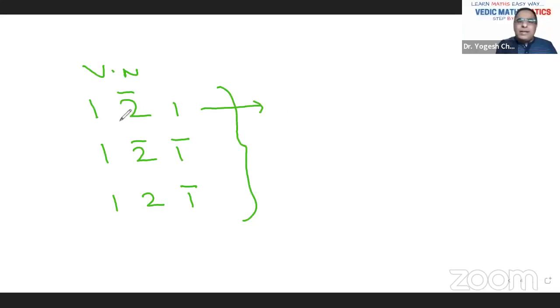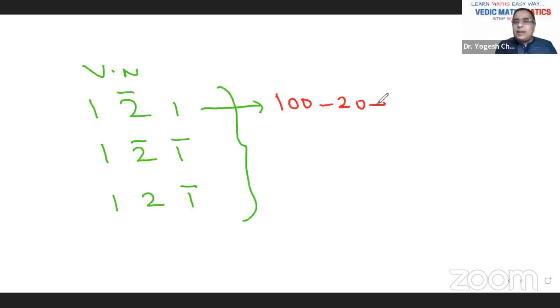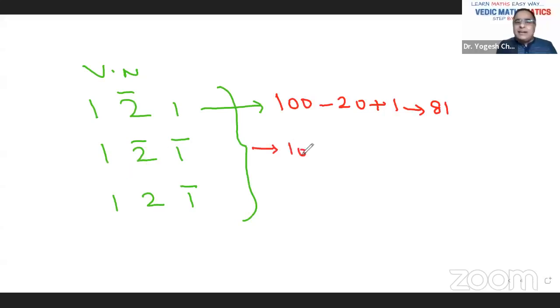Just use place-wise expression. So what is place-wise expression? 1 bar stands for minus 100, 2 bar stands for minus 20, and plus 1 stands for plus 1. So what do we get? If I talk about this, it is 100 minus 20 plus 1, that is 81.